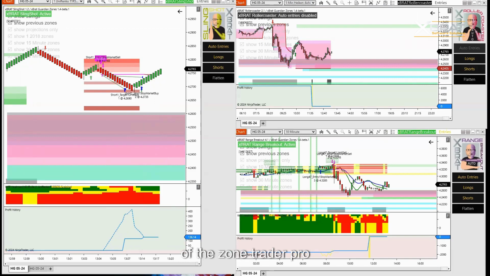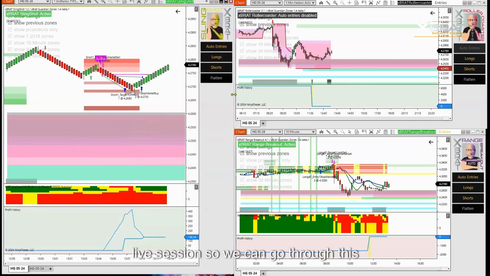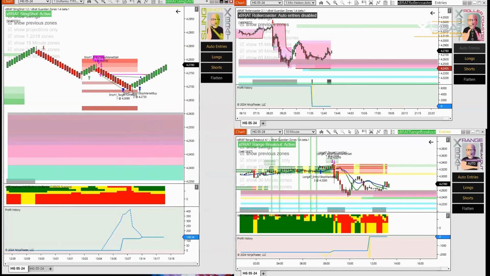For those of the Zone Trader Pro, I will be looking at the diary tomorrow to put in a live session so we can go through this short-term swing trading testing.